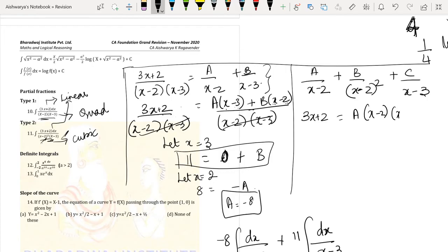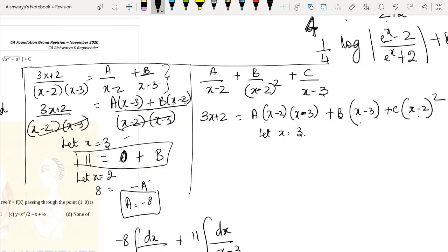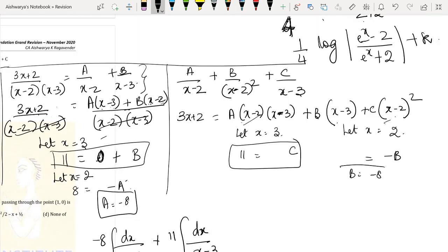Now again like this we have to assume. We will say let x is equal to 3. 3 means this will get cancelled and this will get cancelled, only this will remain. 3 minus 2 is 1, 1 square is 1, so c will be equal to 11. Similar values you will get like this. Now we will say let x is equal to 2. When we say 2, this will get cancelled, this will get cancelled. 2 minus 3 is minus 1, so minus b is equal to 8 you will get, so b value will be equal to minus 8. Okay, similar values you will get.